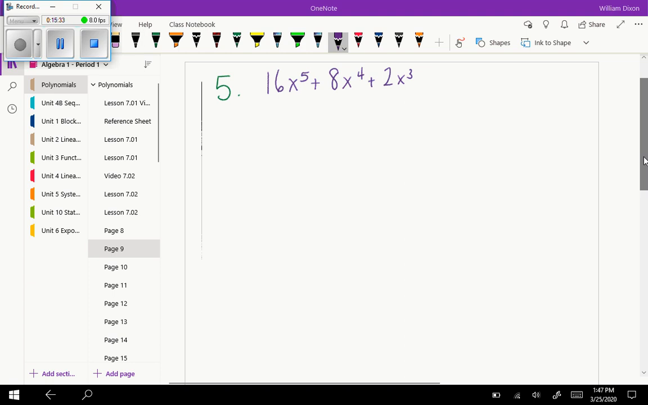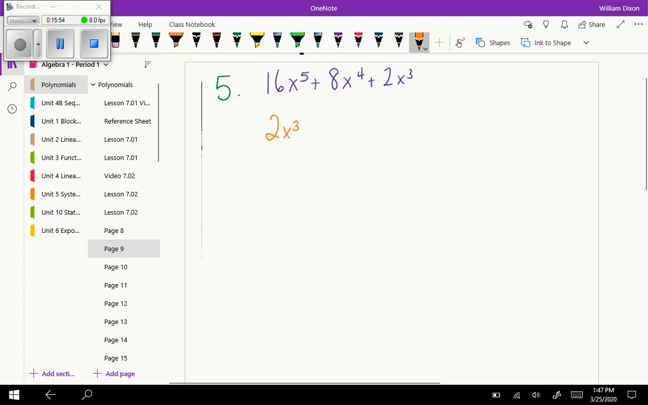All right, you're back. So here we go. Again, I have to think of what number is the greatest common factor between 16, 8, and 2. Well, that answer is 2. Then I look for the variable raised to the lowest power. That's going to be x to the 3rd.